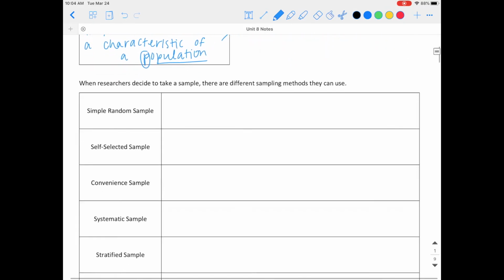Okay, so these are our 6 sampling methods. The simple random sample kind of just tells you exactly what it is. It's a simple random picking of people from the population. So I look at a list of the whole population and I just randomly pick people from that list. And when we pick that way, everyone in the population has an equal chance of being picked.